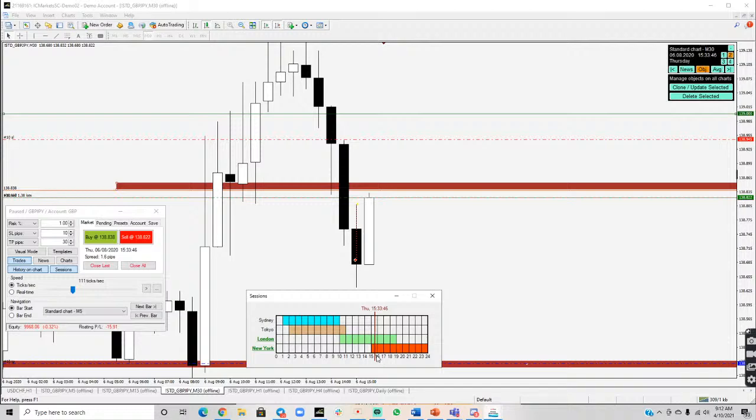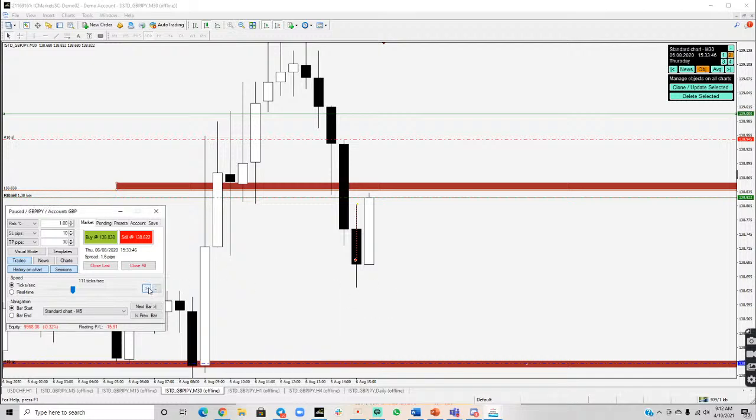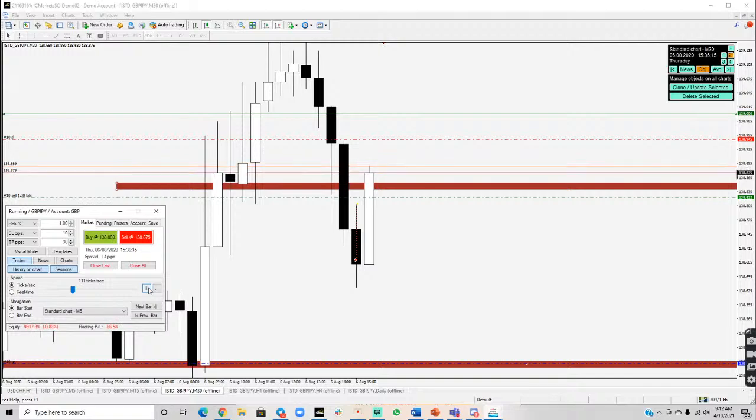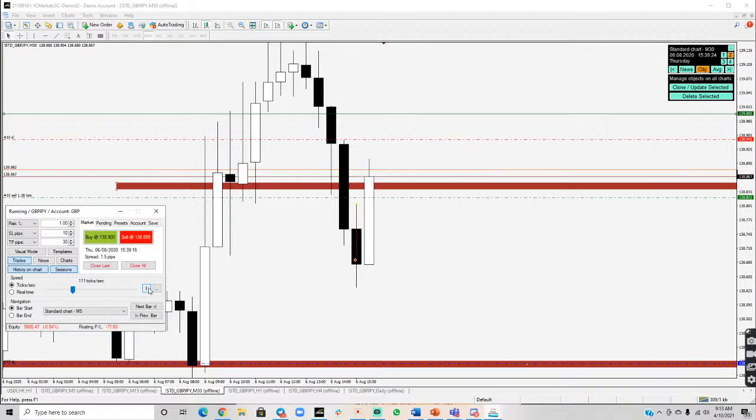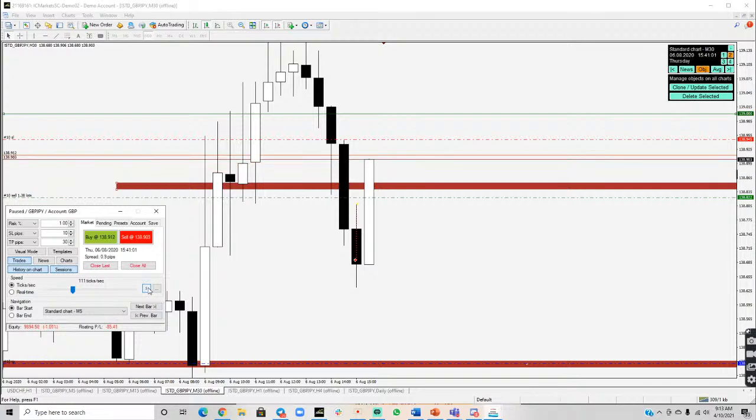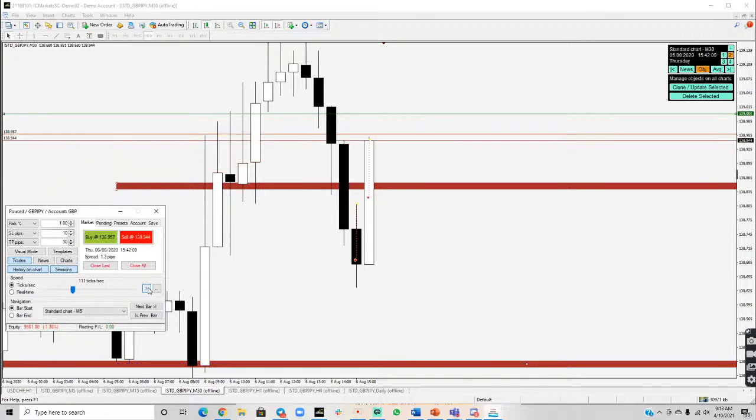Looking at the session, it is now 8:30. So if this candle closes inside of the range, it increases the probability for us to get stopped out. Yeah. So this was a fake out in the Forex market.